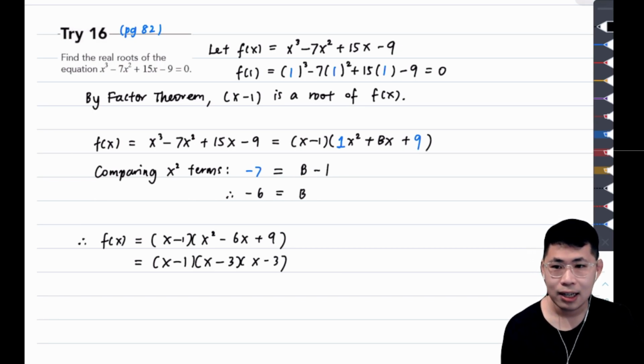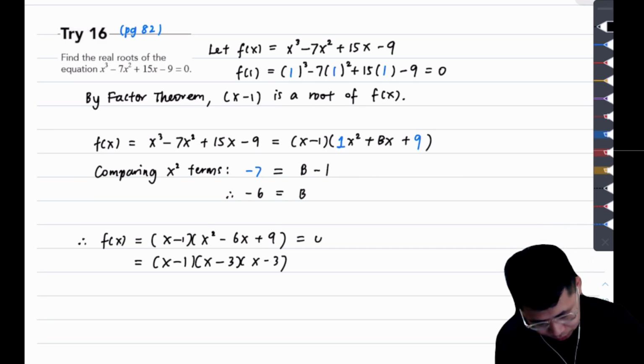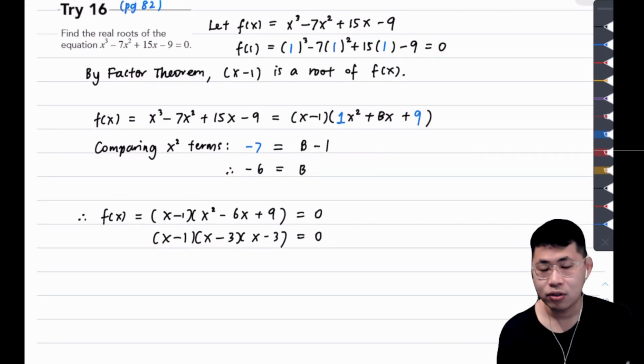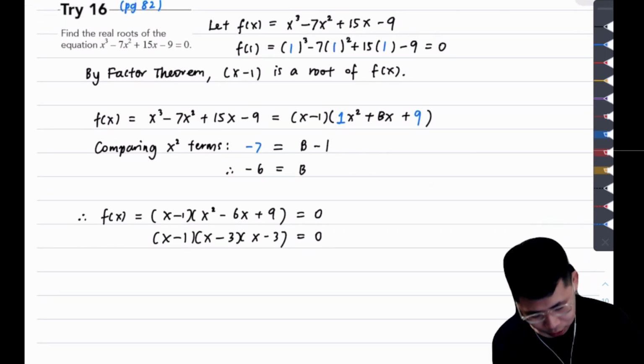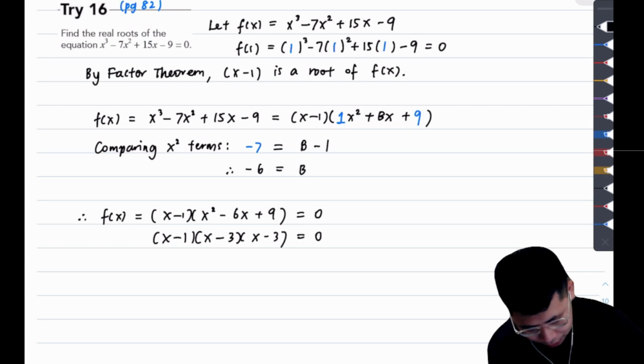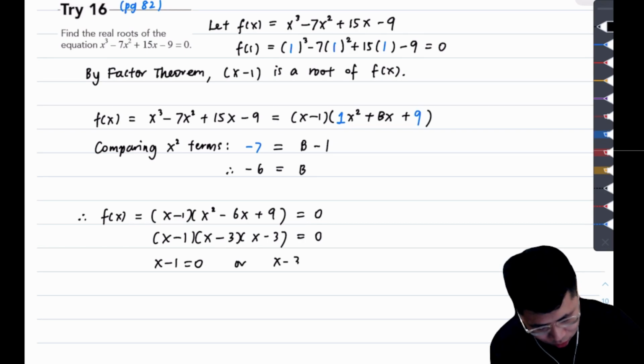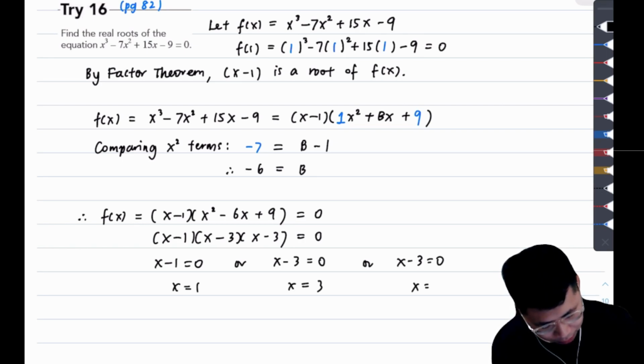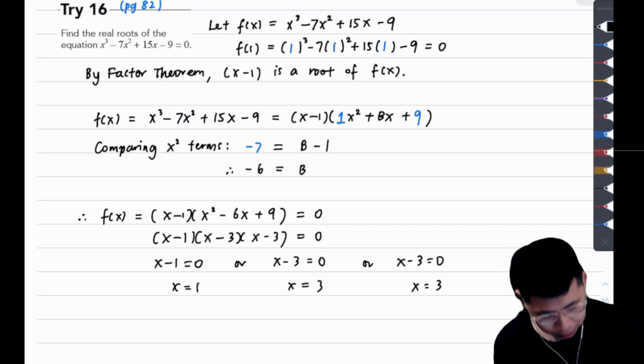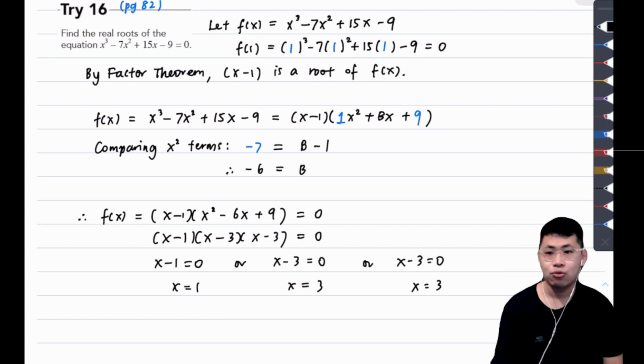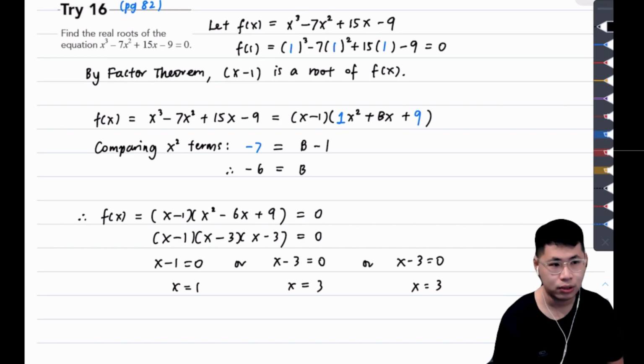Okay, so just nice, because this thing equals 0, this thing equals 0. So now I can solve for my roots. Over here I have x minus 1 equals 0, or x minus 3 equals 0, or x minus 3 equals 0. So x equals 1, x equals 3, x equals 3. So I have 3 roots from this equation: 1, 3, and 3.